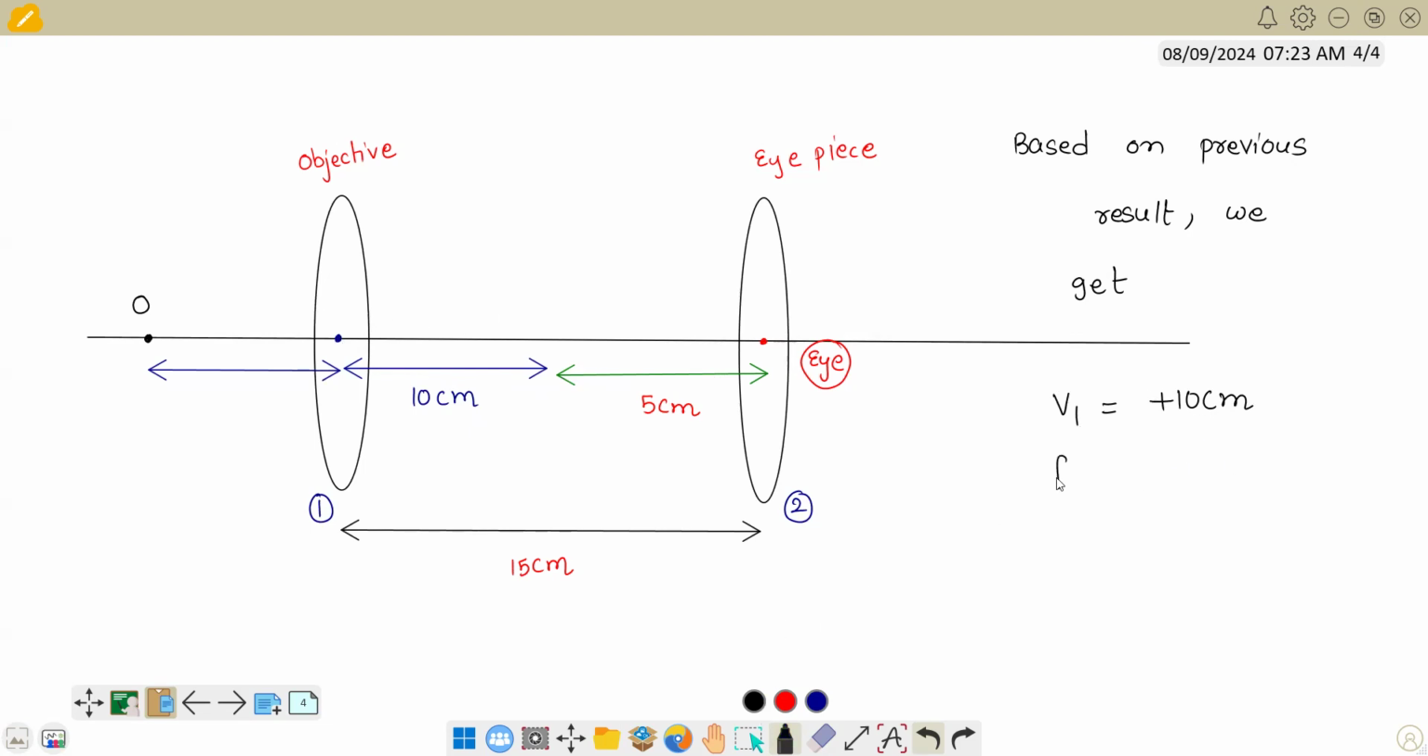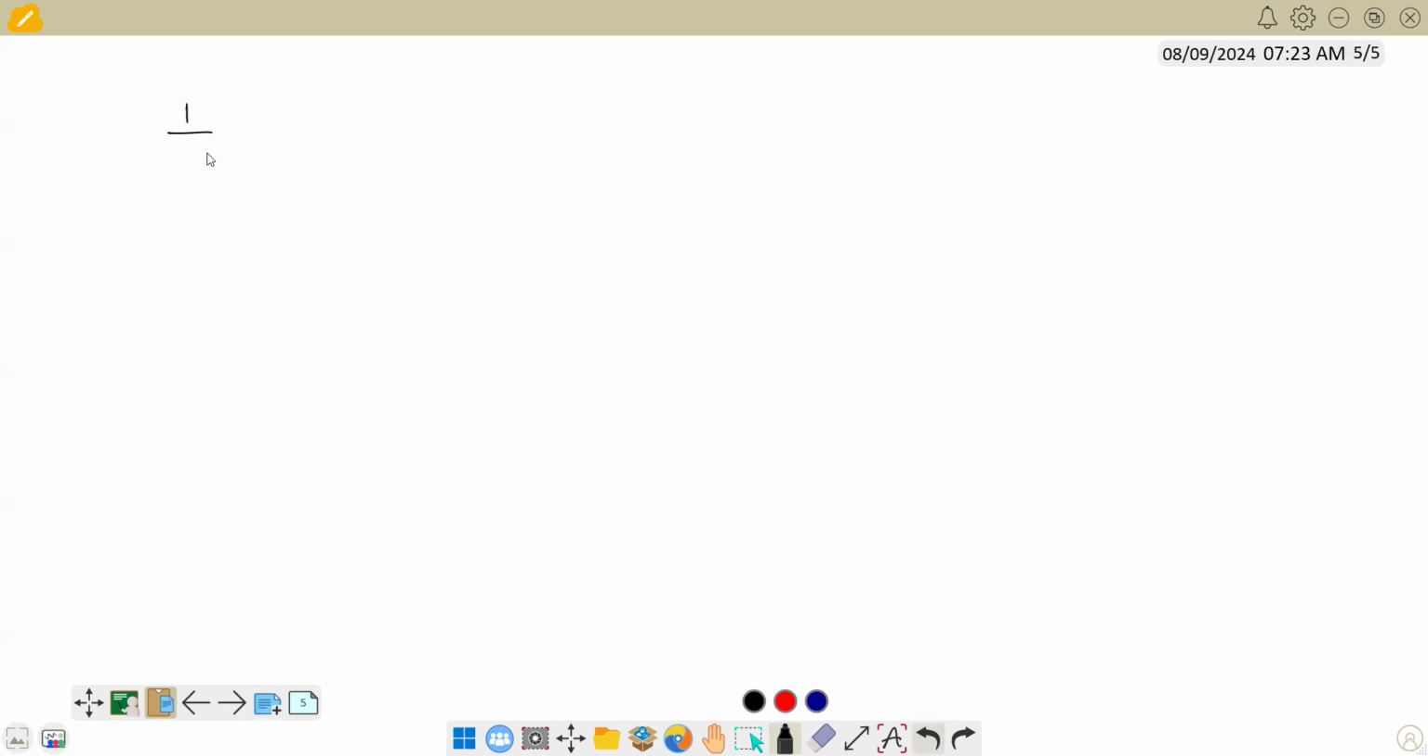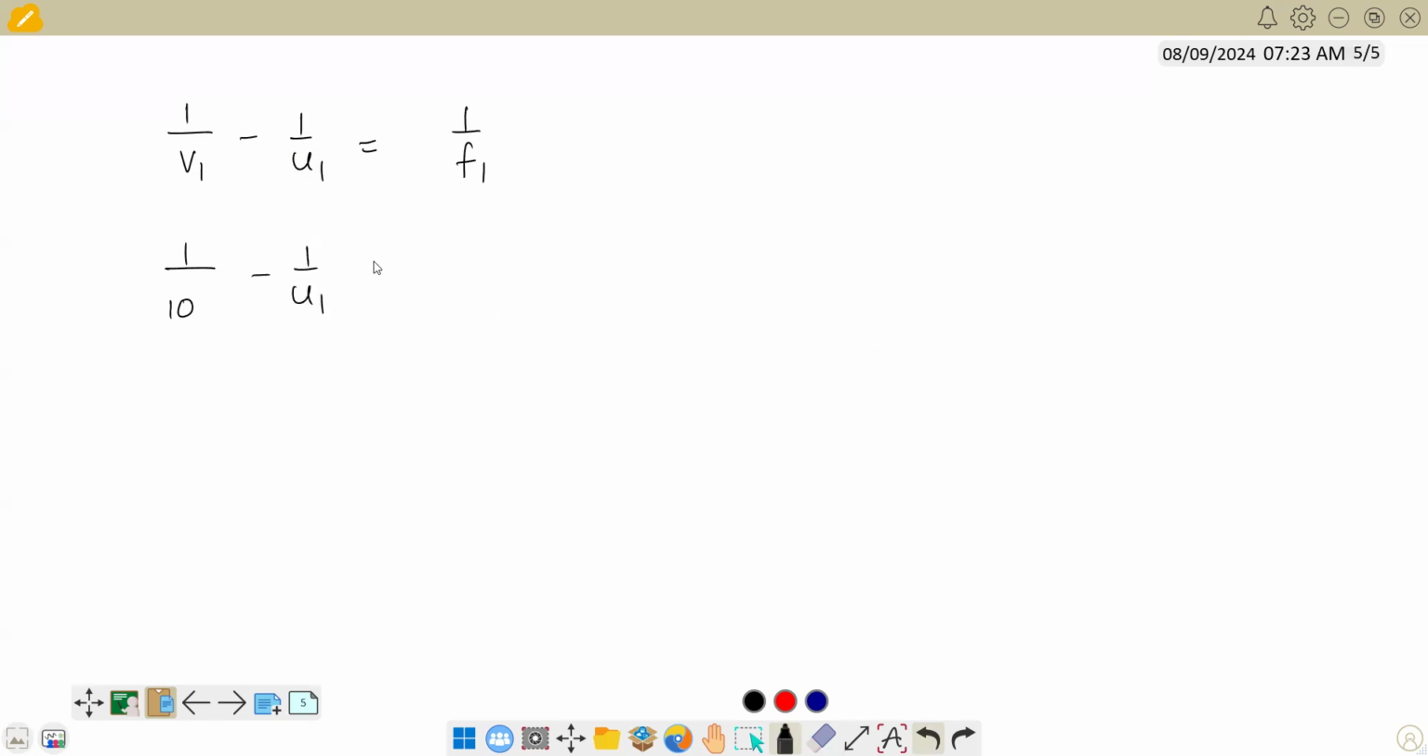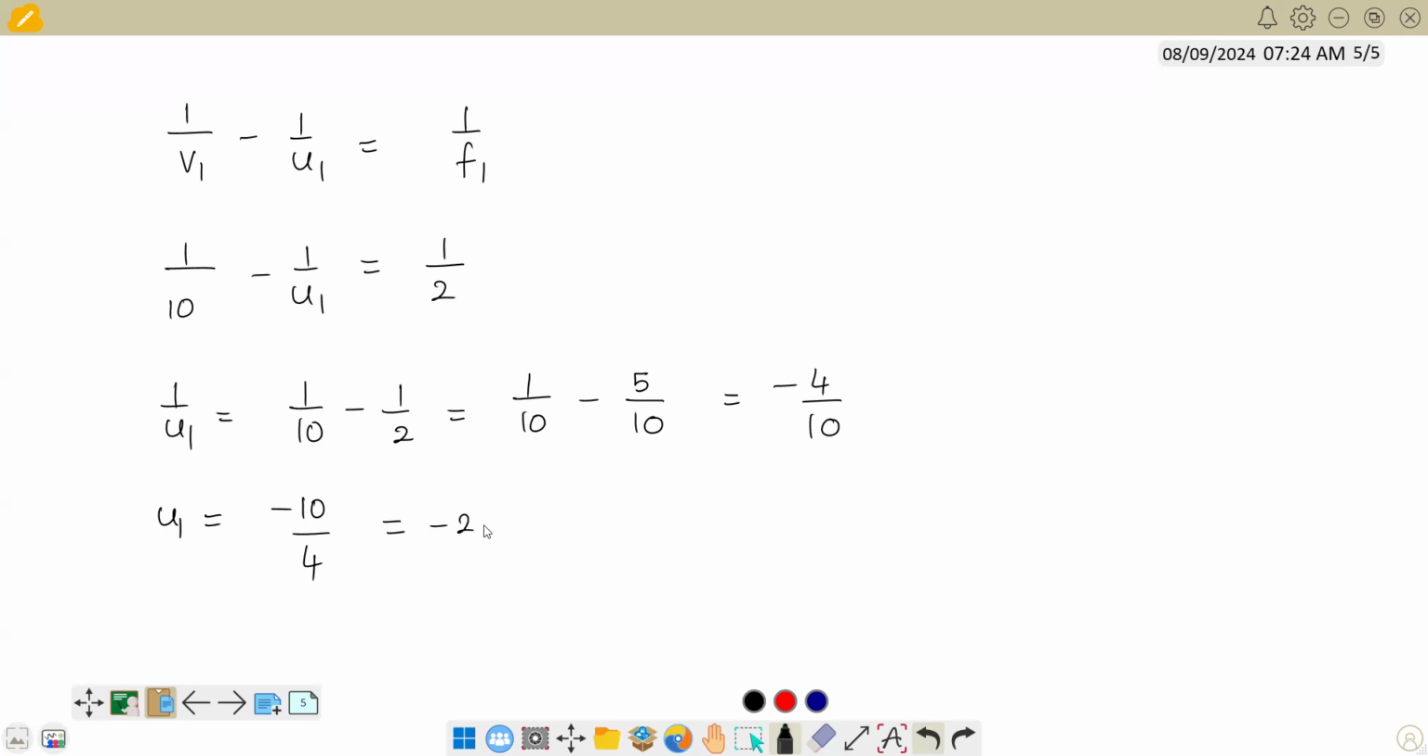We know V1 is plus 10. In the question, F1 is already given as 2 centimeter. Since it's a convex lens, plus 2 centimeter, we have to find this u1. So let us try to find the u1 value. 1 by v1 minus 1 by u1 equals 1 by f1. So 1 by v1 would be 10, minus 1 by u1 equals 1 by 2. So 1 by u1 would be 1 by 10 minus 1 by 2. I can write this as 1 by 10 minus 5 by 10, which is nothing but minus 4 by 10. So u1 is minus 10 by 4, minus 2.5 centimeter.